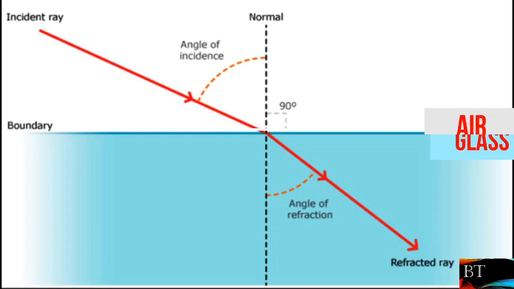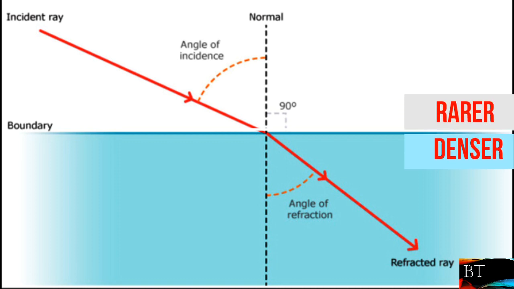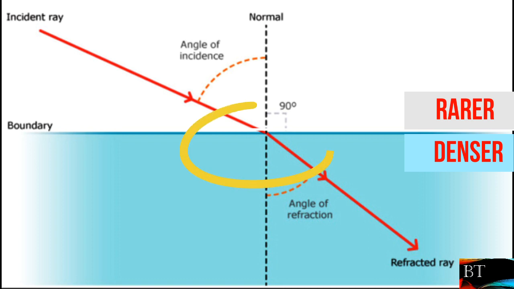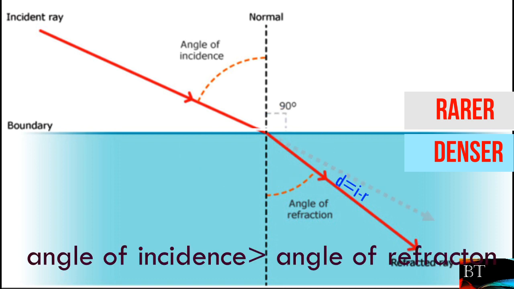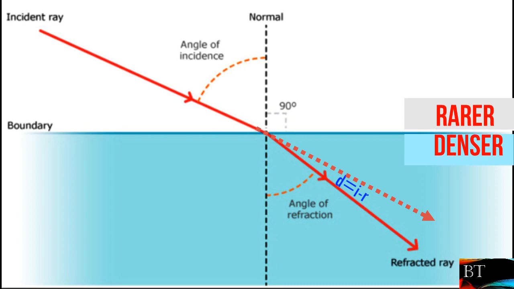When a ray of light travels from air to glass, it bends towards the normal. Here, air is a rarer medium and glass is the denser medium. So we can say that when a ray of light travels from a rarer medium to a denser medium, it bends towards the normal. In this case, the deviation produced by the ray will be equal to I minus R.